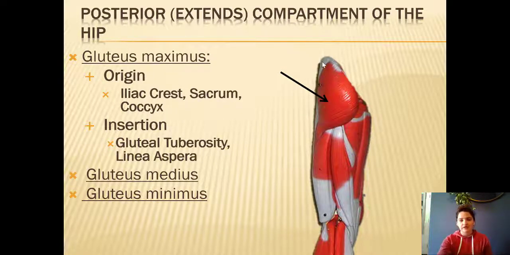It's going to originate not only on the iliac crest, but also the sacrum and the coccyx. It's a pretty big muscle, so it needs lots of support for its origin. And it's going to insert on the gluteal tuberosity of the femur and even go down to the linea aspera. Now, if I were to pull off gluteus maximus, deep to that you would see gluteus medius and gluteus minimus. I don't have a picture of it here, but I do cover it in the model videos posted on Canvas.